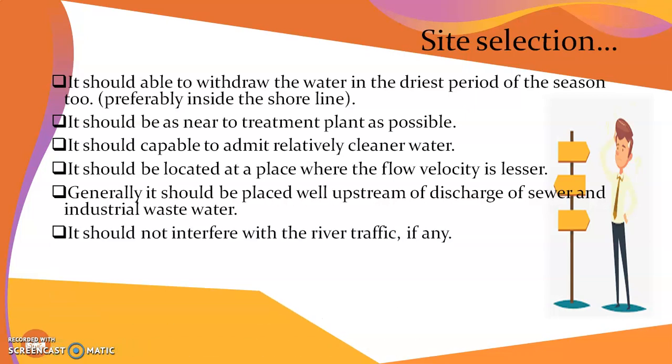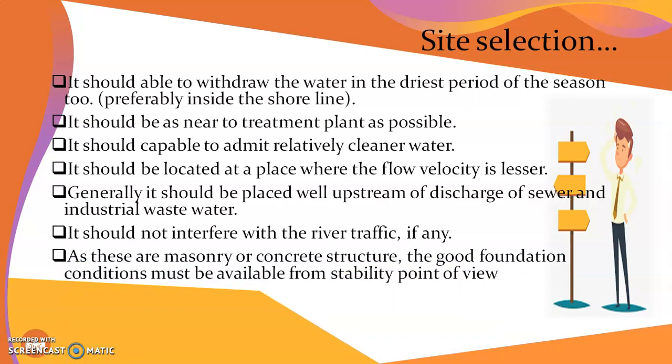It should not even interfere with the river traffic, if any. If the river or any water body is used for navigation or communication in terms of river traffic, then the site selected or the intake structure constructed should not interfere with such movement of river vehicles or water vehicles.